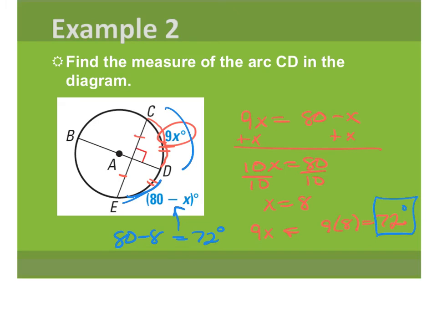Now, let's just modify this a little bit. What if I ask you to find the measurement of arc BC? What could we do? Beautiful. Because together this is the semicircle arc. So I'm going to do 180 minus 72, and that arc measure would be 108.